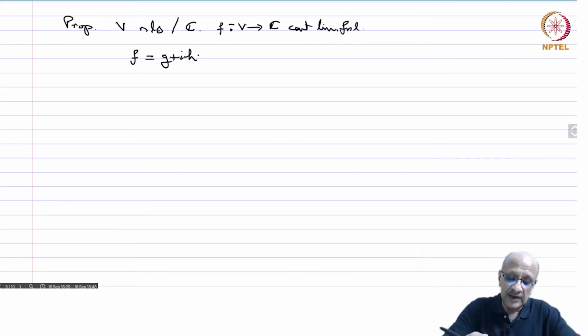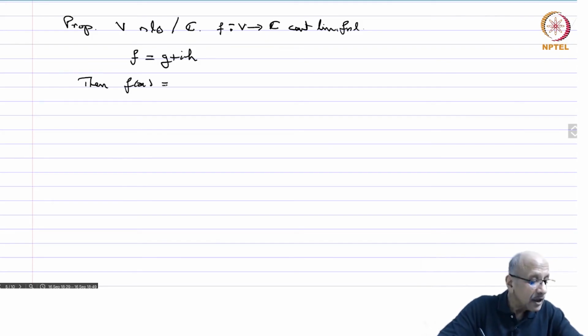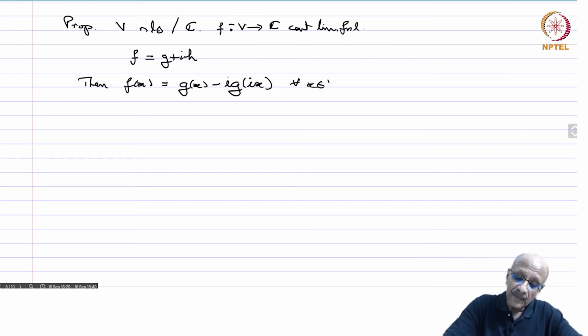Okay, F of x equals G of x plus i times H of x. So these are the real and imaginary parts. Okay, then F of x equals G of x minus i times G of ix for all x in V, and the norm of f in V star is the same as the norm of G in V star. I will put real here.